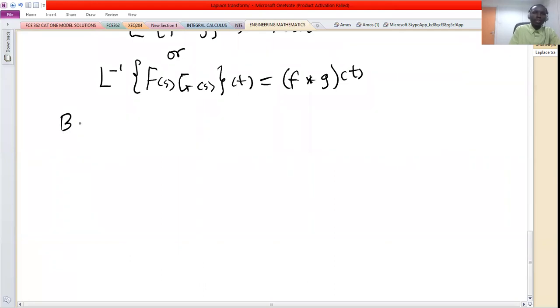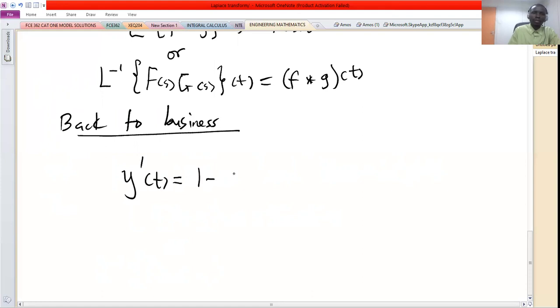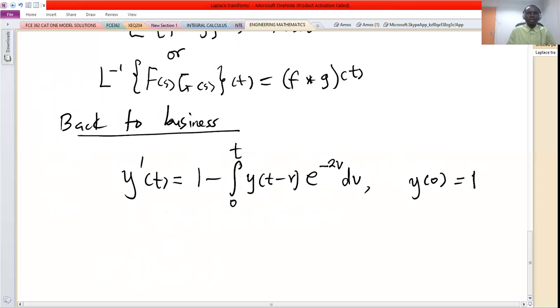So we're back to business, to the question. We have been asked to solve this equation: 1 minus the integral from 0 to t of y(t minus v) e raised to the power minus 2v dv, and the initial condition was y(0) equals 1. If you check clearly what we have at this point and relate it to the definition of convolution, you should clearly see that this is the same as y of t convoluted with e raised to the power minus 2t.